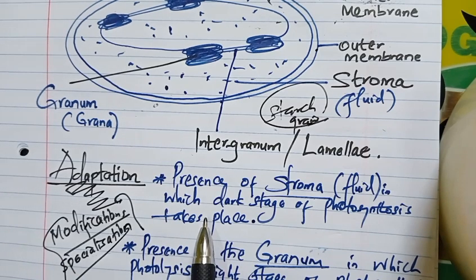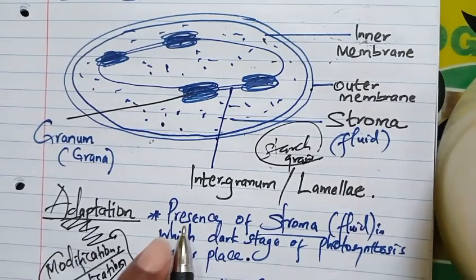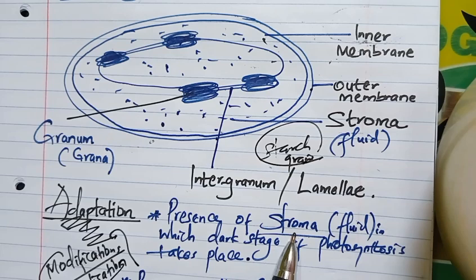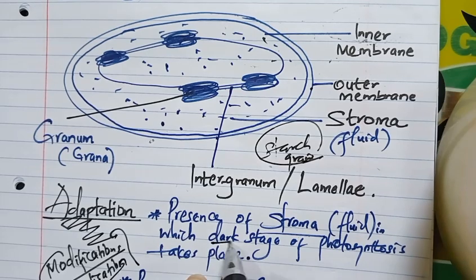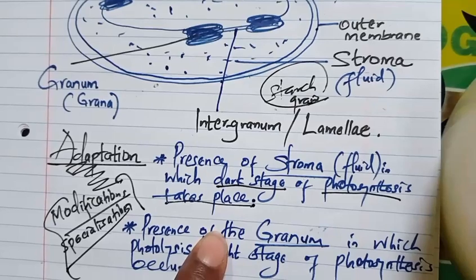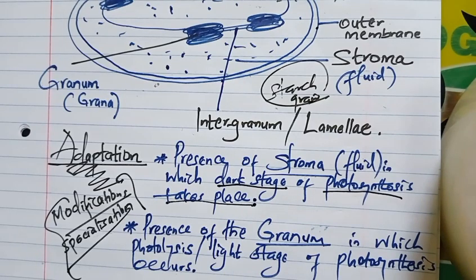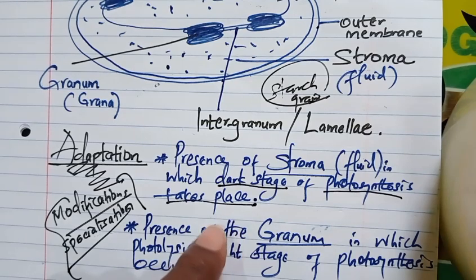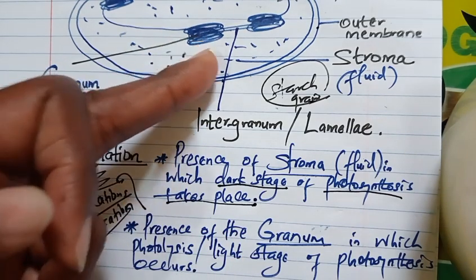Now the first one is the presence of the stroma, this fluid. What is the function for that? This is where the dark stage of photosynthesis takes place. You watch my video on photosynthesis and you'll understand what happens in the dark stage, and that stage or phase of photosynthesis takes place in this stroma.